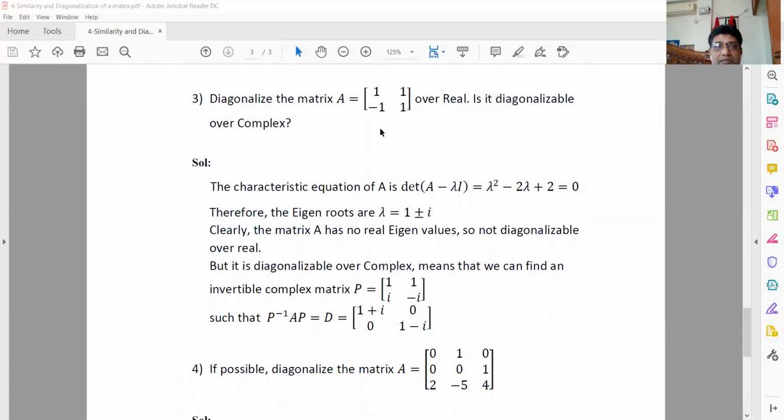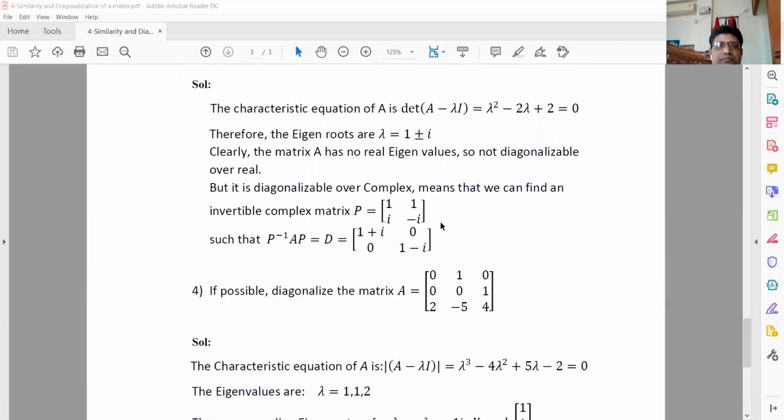Next, he is asking, is it possible over complex? Yes, it is diagonalizable over complex. Means that we can find an invertible complex matrix P, 1, 1, minus i, i, such that P inverse AP equals D. So it is possible to calculate.